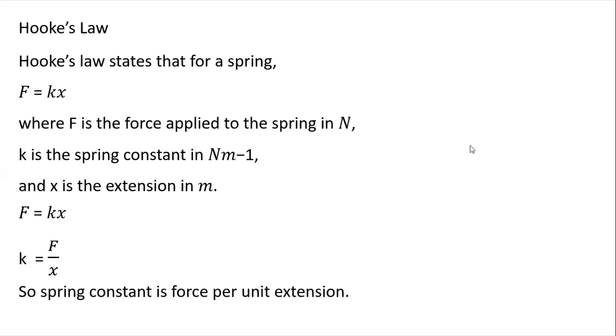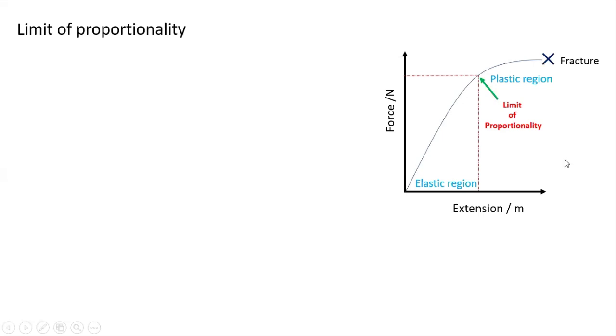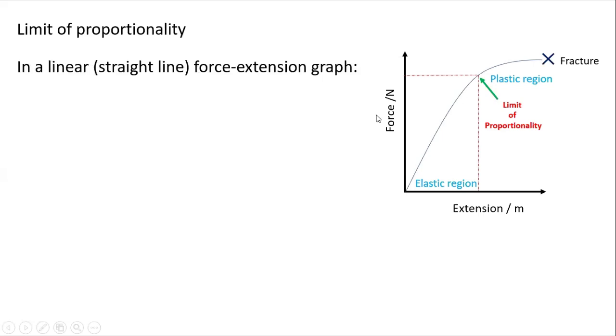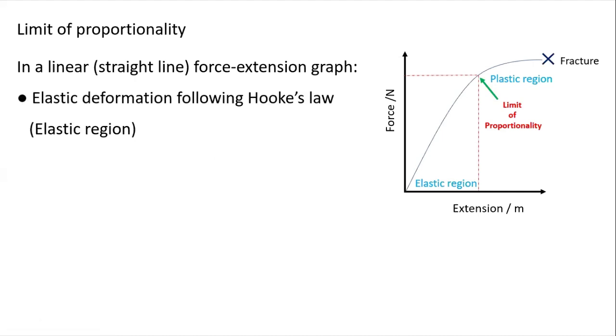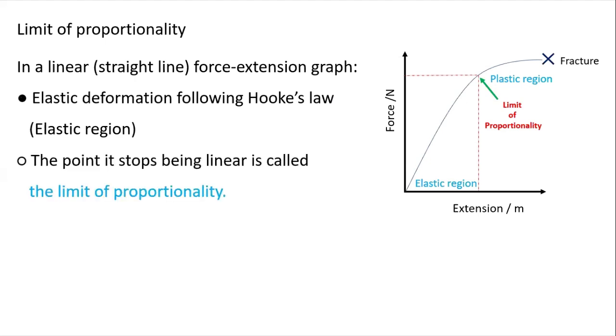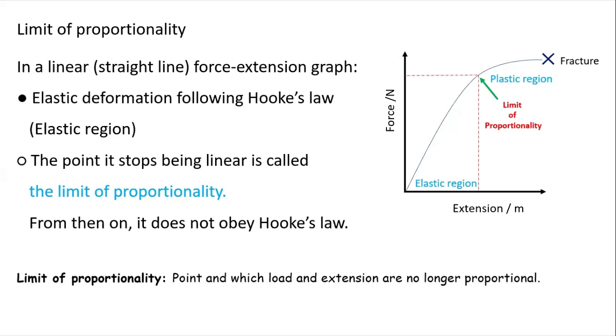Limit of proportionality. You can see this force extension graph is a linear, straight line. Elastic deformation following Hooke's law, we call the elastic region. The point where it stops being linear is called the limit of proportionality. From then on, it does not obey Hooke's law. Limit of proportionality: the point at which load and extension are no longer proportional.